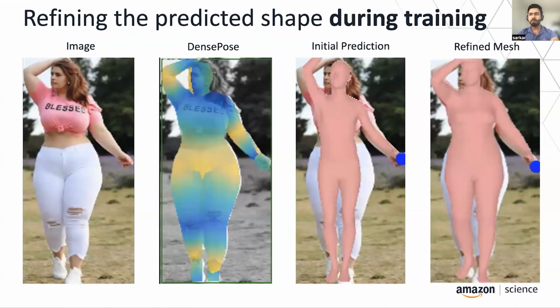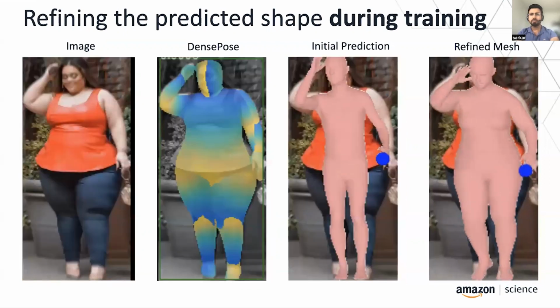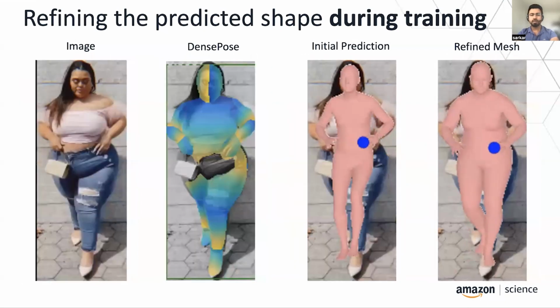Now we show some examples of how the body shape is refined during training. In the first 2 columns, we see the image and the corresponding dense pose. In the left SMPL, we see the initial prediction, and in the right, we see how the mesh is iteratively refined. Here is another example, and it can be seen that the refinement fits to the body shape under the clothing. And we show yet another example.